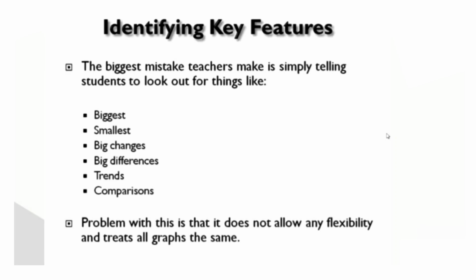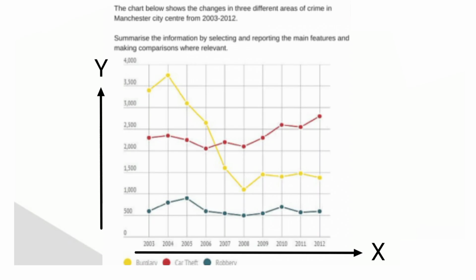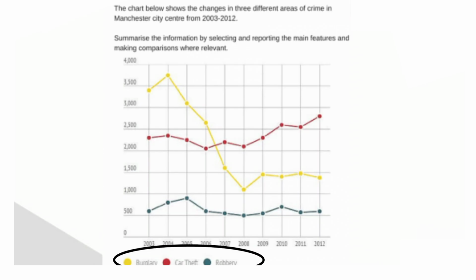Now, let's look at some examples. Please zoom in for more clarity. This is a line graph. On the x-axis, years are given and on the y-axis, numbers. Here we can see a continuous time period. Hence, this is an overtime graph. The key is given at the bottom. Burglary in yellow, car theft in red color, robbery in green.